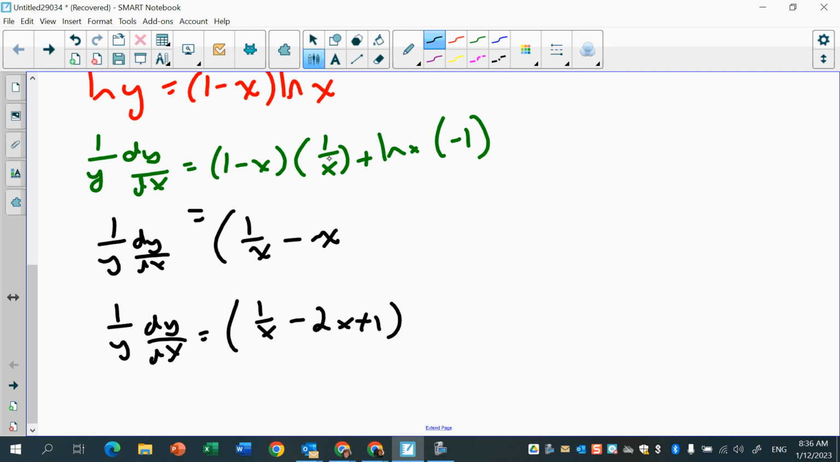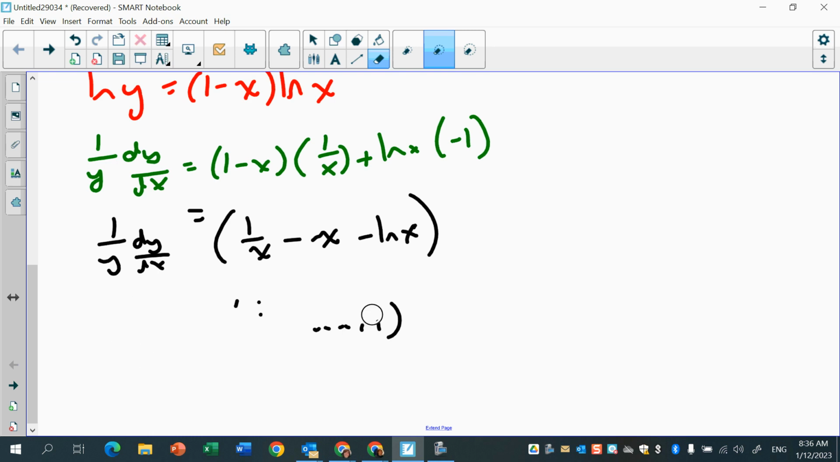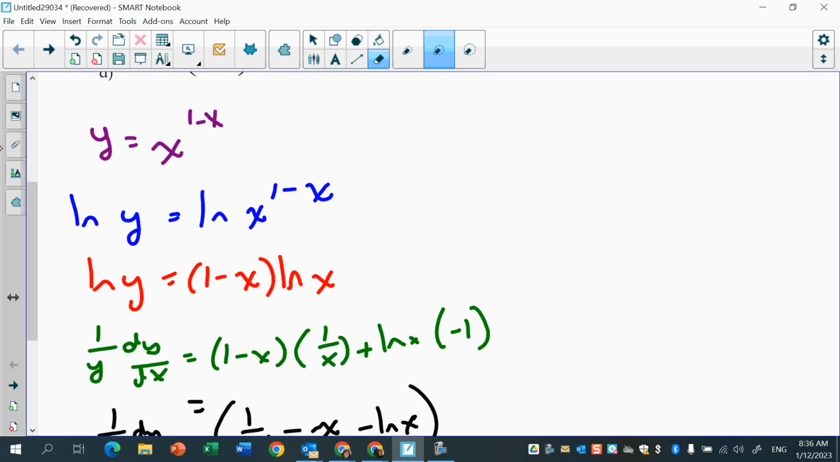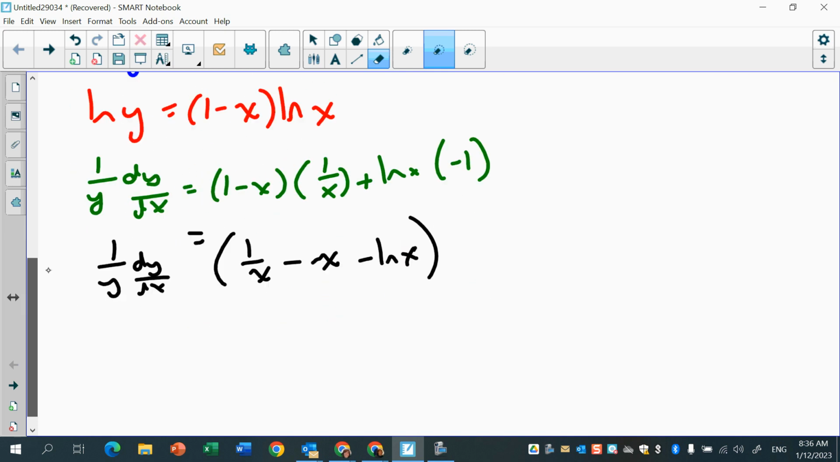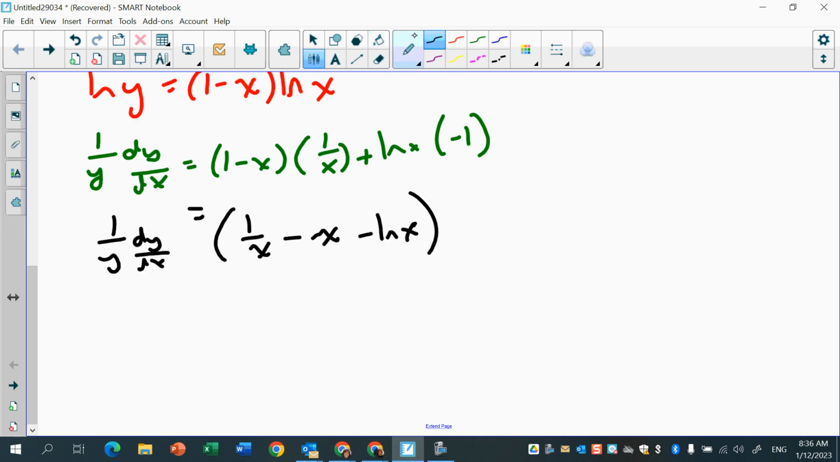So I distributed the 1 over x to that piece, and this gives you minus the natural log of x, so I'm just going to erase all of this. You'll notice that I do have an answer that has a natural log of x in it, but it doesn't have two separate pieces. However, I want you to notice that I could rewrite this piece as 1 minus x over x minus the natural log of x.